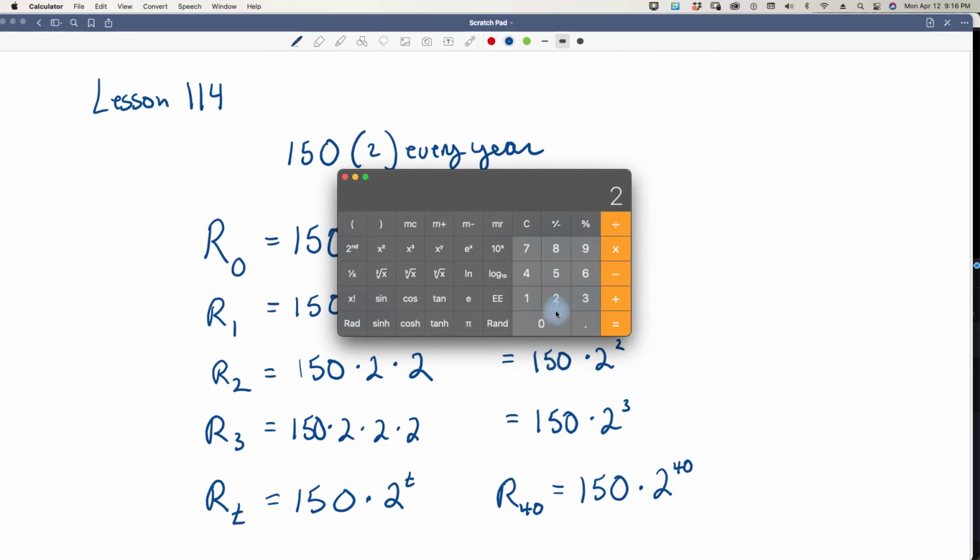All right, well, we say 2 with the exponent of 40 times the original 150 that he started with. Oh my word. That's a lot of rabbits. But that's a heck of a lot faster than trying to multiply 2 times itself 40 times and then times 150. Right? So much easier. So that's something to think about when you have these exponential growth problems.